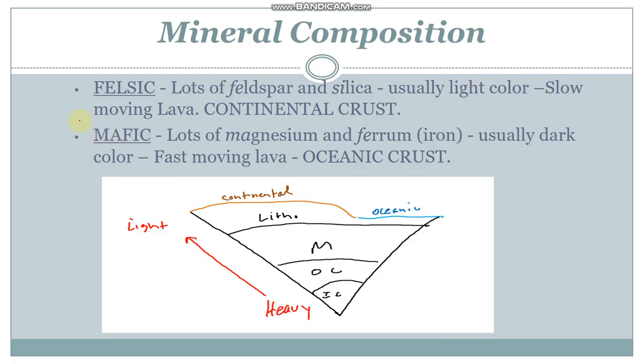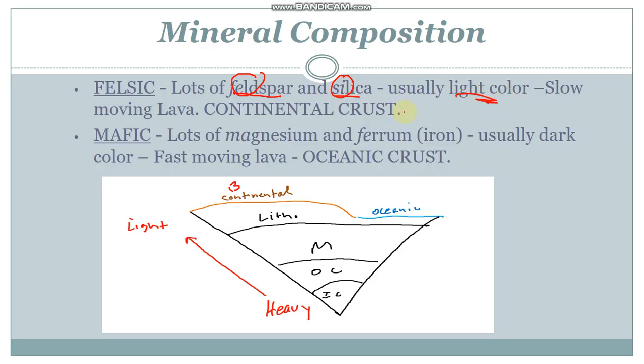So while we're at it, let's just talk about felsic and mafic. You've learned that continental crust is a lot less dense than oceanic crust. The reason is that it's made up of feldspar and silica. That's how it got its name, felsic, a little bit of feldspar and a little bit of silica combined, which are usually light in color.